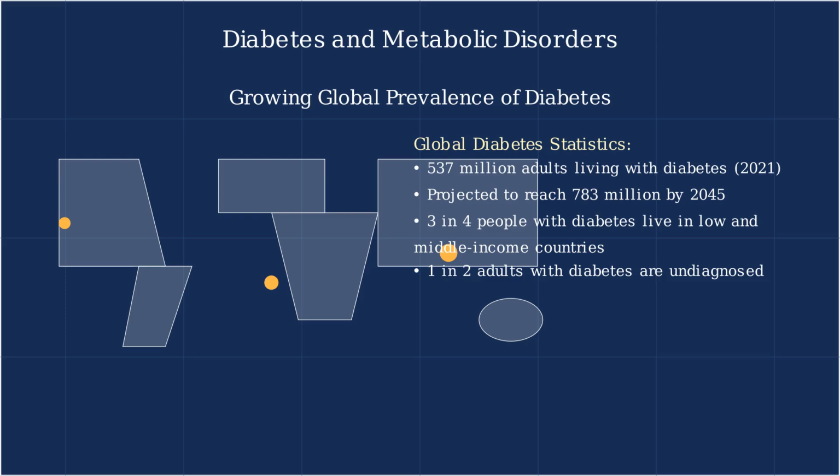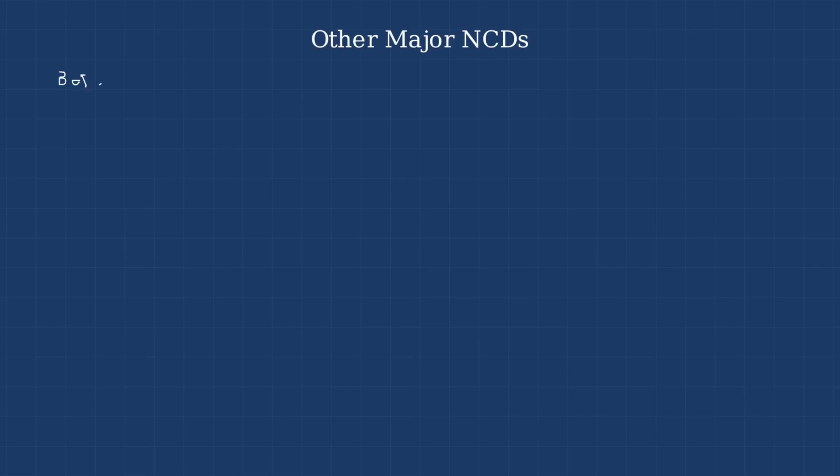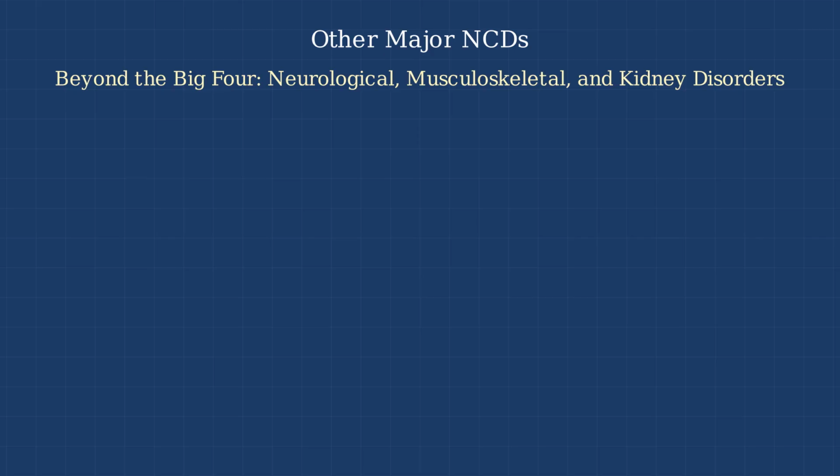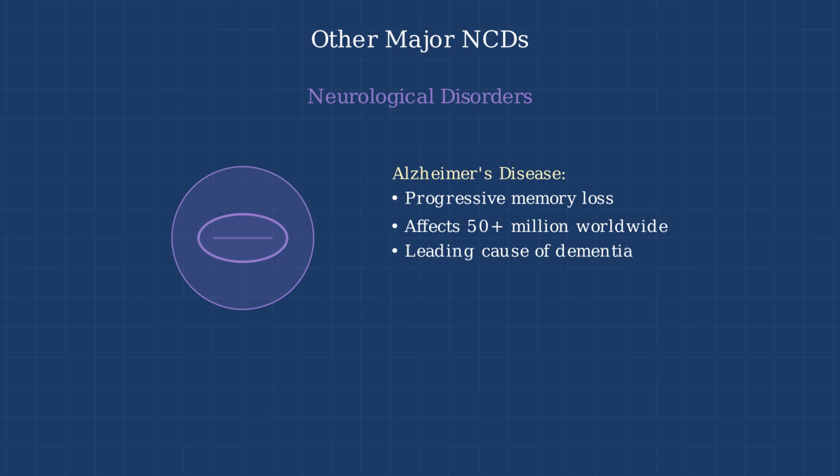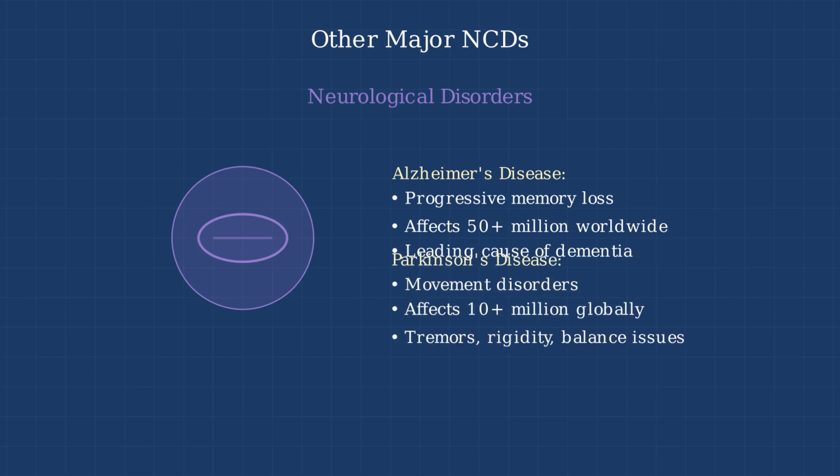While cardiovascular diseases, cancer, respiratory conditions, and diabetes often dominate discussions of non-communicable diseases, several other major NCDs affect millions worldwide. Neurological disorders affect the brain and nervous system. Alzheimer's disease causes progressive memory loss and cognitive decline, affecting over 50 million people worldwide. Parkinson's disease affects movement control, causing tremors, rigidity, and balance problems. It impacts over 10 million people globally and progressively worsens over time.